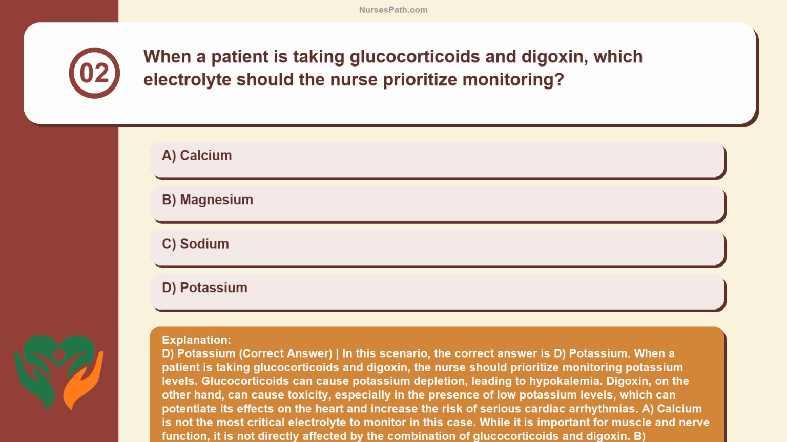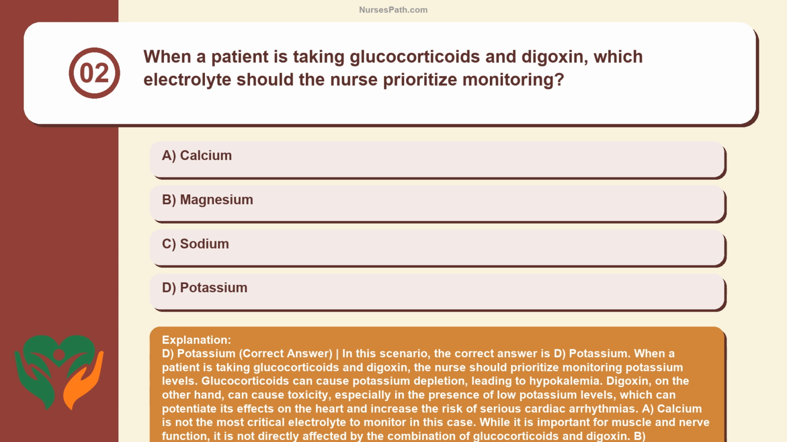Potassium. When a patient is taking glucocorticoids and digoxin, the nurse should prioritize monitoring potassium levels. Glucocorticoids can cause potassium depletion, leading to hypokalemia. Digoxin, on the other hand, can cause toxicity, especially in the presence of low potassium levels, which can potentiate its effects on the heart and increase the risk of serious cardiac arrhythmias.